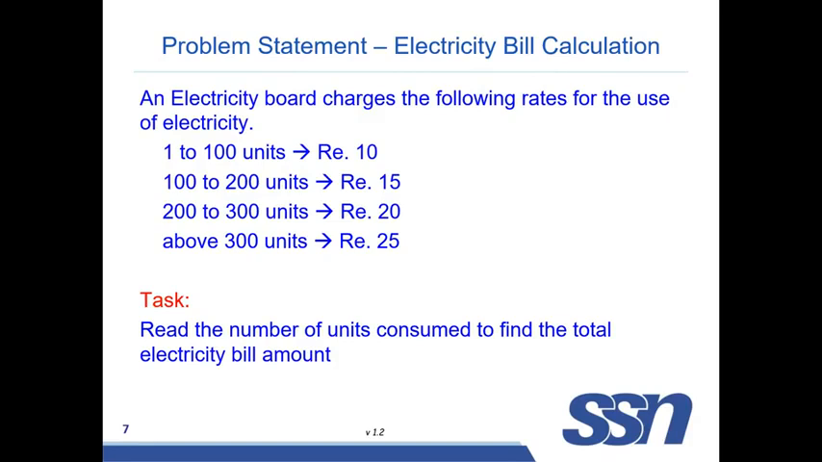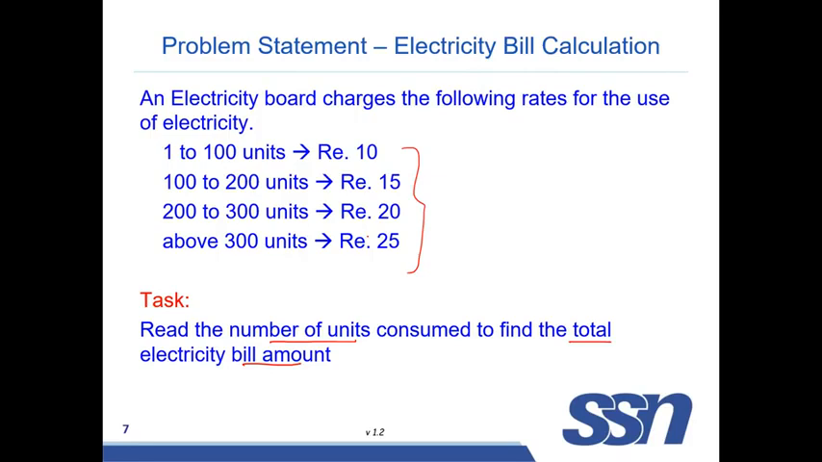The problem statement is that you need to give the number of units consumed, and the output is going to be the total electricity bill amount. The tariff is this. What is the tariff? For 1 to 100 units, it's going to be 10 rupees. 100 to 200, it's going to be 15, and so on. Okay. So for the given tariff and the given number of units consumed, you have to calculate the electricity bill amount. This is the problem statement.